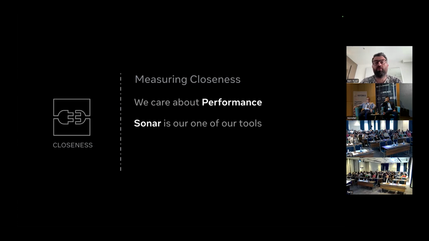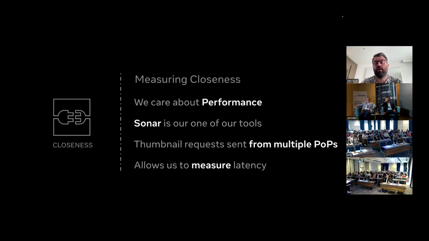So we have an internal tool called Sonar. What Sonar does is it sends thumbnails from multiple locations, so the really small images in the product family, and it serves those from all over the internet. That allows us to measure RTT to the person using our product, and there you go, measure latency. So we can then calculate automatically not only where the first best place to serve from is, but also the second, third, and fourth.